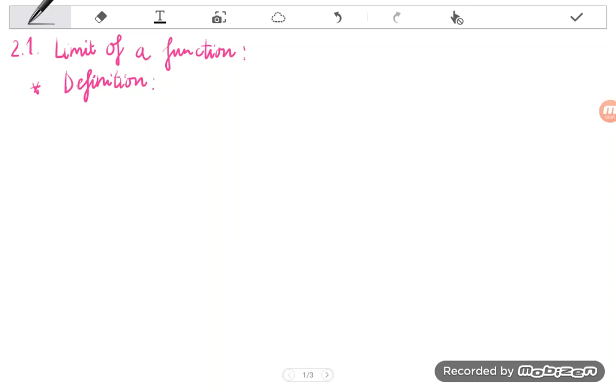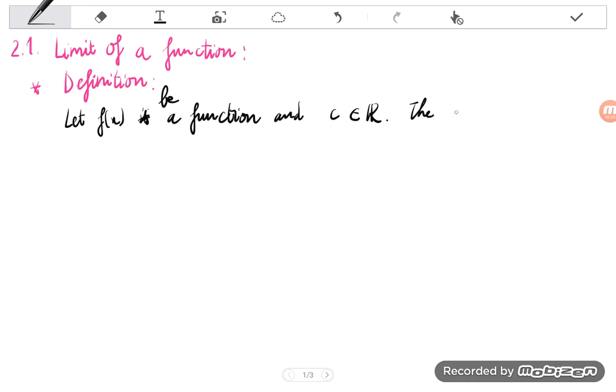Hi class, in this video we will talk about the definition of the limit of a function. First, let f(x) be a function, and C a real number. Then the limit of the function f(x) as x approaches C is L.